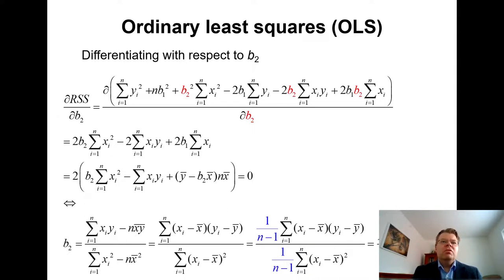I have also already reorganized this expression a little bit. Remember from the previous slide that the optimal solution for b1 was to set b1 equal to the sample average of y, which is y upper bar, minus b2 times x upper bar. So when I plug in this b1 into this first order condition, we have an equation that only includes the unknown b2. Remember again that, of course, b1 and b2 depend on each other. But since we already solved b1, we can plug in this optimal b1 into this equation for b2.